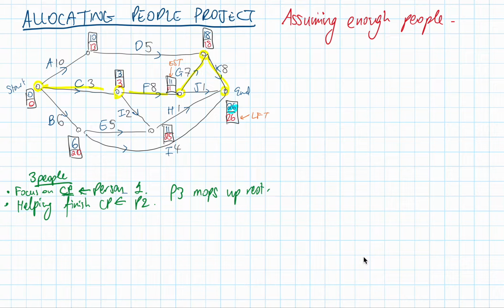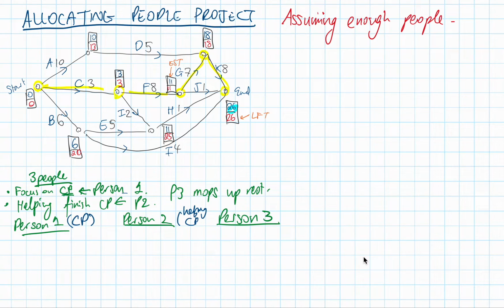So we're going to assume person 1, person 2, and person 3. Now we're going to look at what each person's doing at every point in time until every single task has been finished, therefore the project is done. So person 1, what's he doing, or she? Focusing on that CP. Person 2 is helping with that CP, and person 3 is just mopping up, so doing all the activities that you could say have the most slack time, right? That's sort of what's happening there.